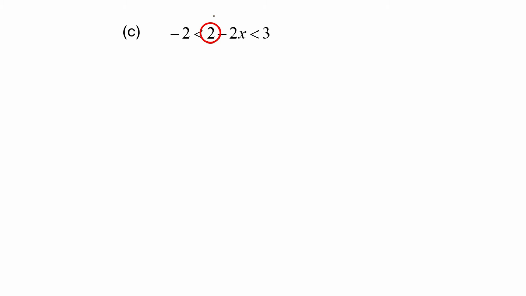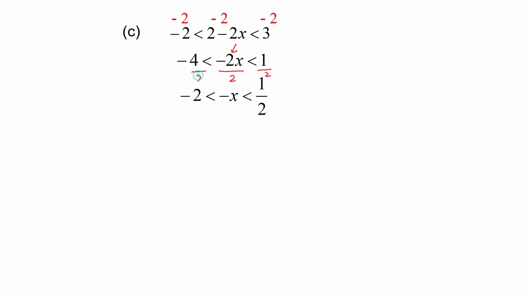This is 2 here, positive 2. So how to eliminate positive 2? We have to minus 2 in the middle, on the left and on the right. So that means in the middle we have negative 2x left, negative 4 on the left and positive 1 on the right. Then we have to divide everything with 2. After that, we have negative x.